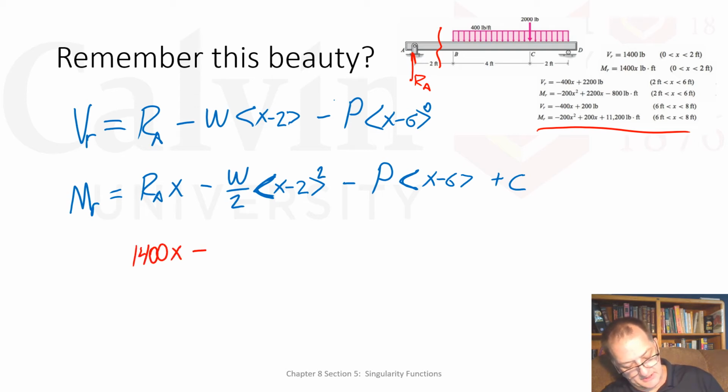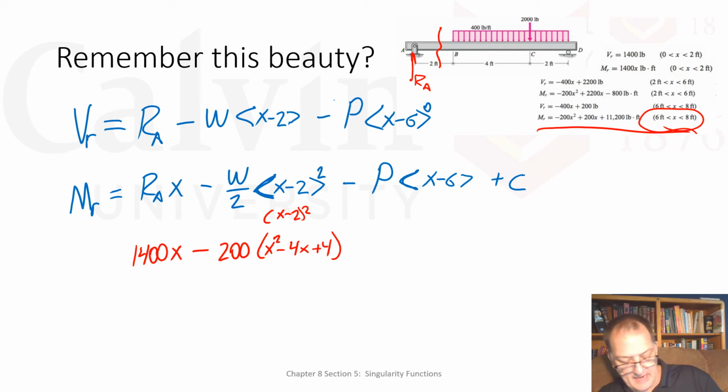1400 times x minus 400 divided by 2 is 200. And then you've got to multiply, right? Because that's just a regular function. I'm going to just multiply that out, as long as I'm going to work this for the 6 to 8 foot portion of the beam. So if we're on that last portion, beyond 2, then this term just becomes x minus 2 squared. So that becomes x squared minus 4x plus 4.